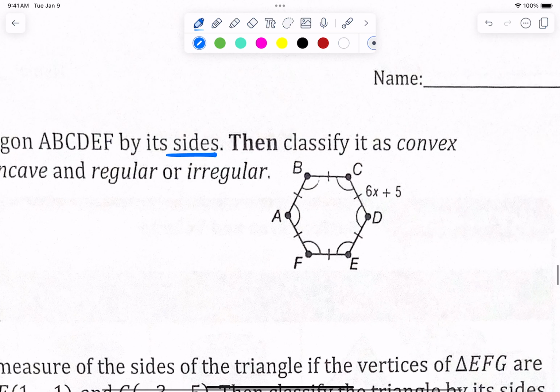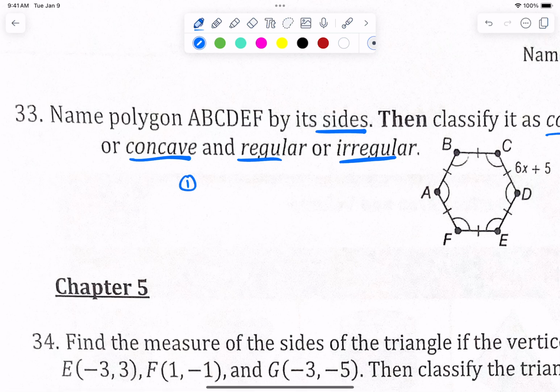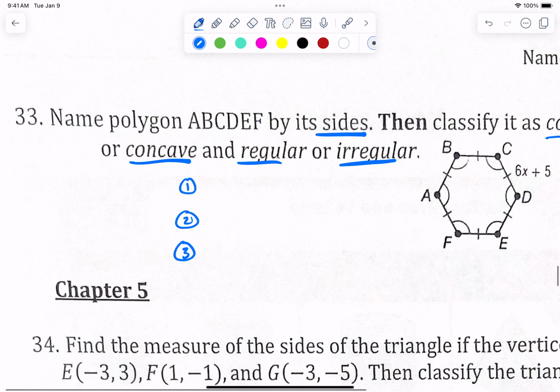We want to name this figure by its sides. We want to tell whether it's convex or concave. And then we want to tell whether it's regular or irregular. I think we went through this, where its first name is regular or irregular. Its second name is whether it's convex or concave. And then its last name is naming it by its sides, okay?